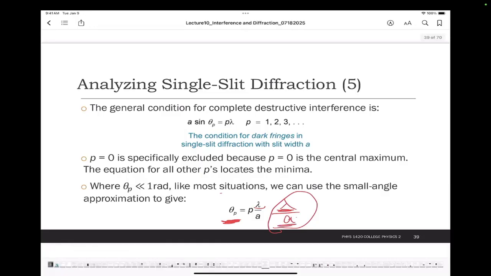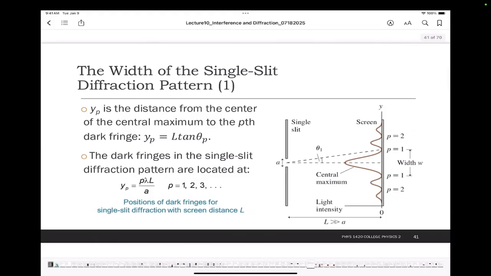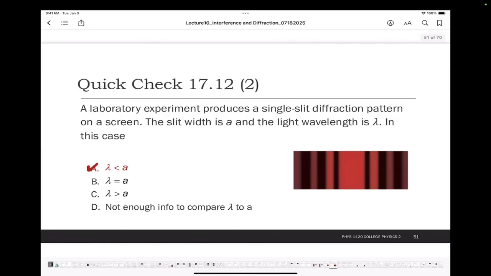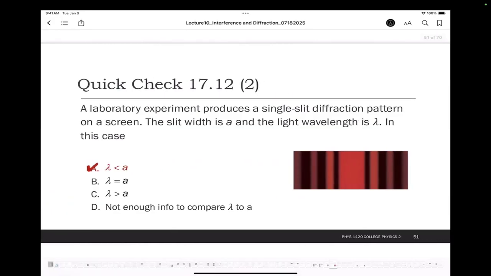Does it make sense to you? Because P is just 0, 1, 2, 3. And if you want this value to be very small, then this one will be much smaller than this one. Does it make sense to you? Which means lambda will be much smaller than A. So we need to choose A. Does it make sense to you?